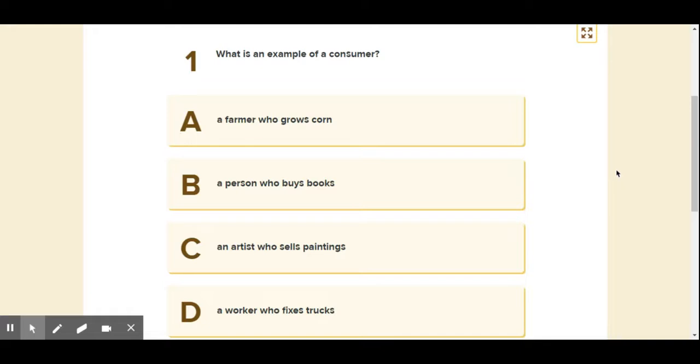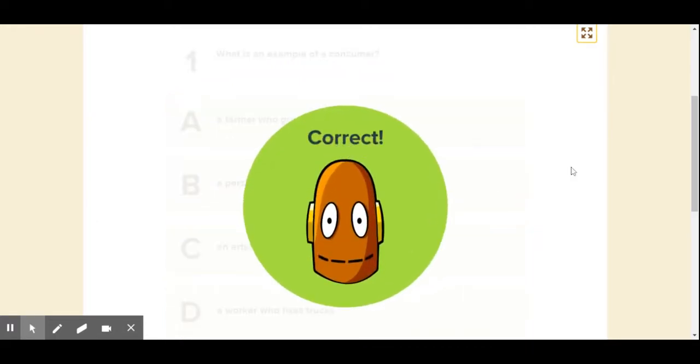Let's get started. Question number 1 says, what is an example of a consumer? A, a farmer who grows corn. B, a person who buys books. C, an artist who sells paintings. Or D, a worker who fixes trucks. What is an example of a consumer? Great job. If you said B, a person who buys books, you are correct.